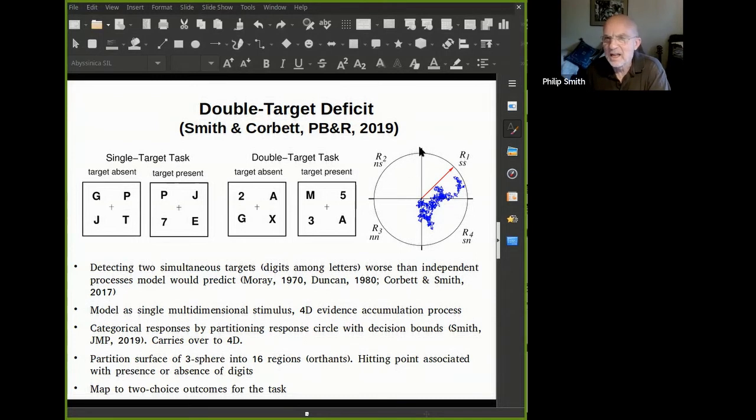The idea is that responses in each of the 4 quadrants of the circle are associated with a different decision outcome. A response in quadrant 3 would be associated with 2 non-targets, that is 2 noise stimuli. A response in quadrant 2 would be associated with a non-target in location 1 and a target in location 2. A response in quadrant 4 would be the converse, a target in location 1 and a non-target in location 2. And a response in quadrant 1 would be associated with a double target response.